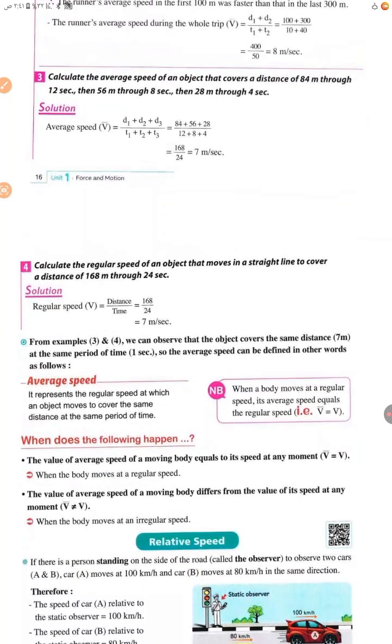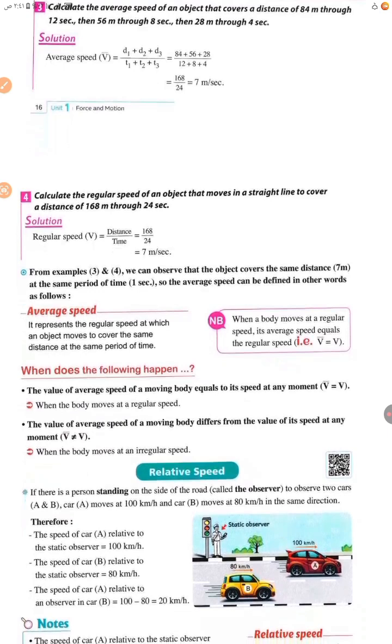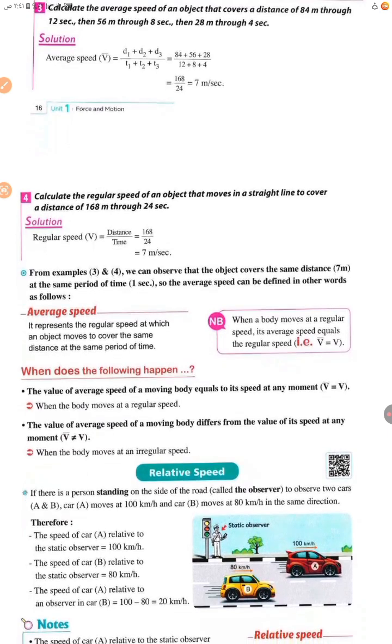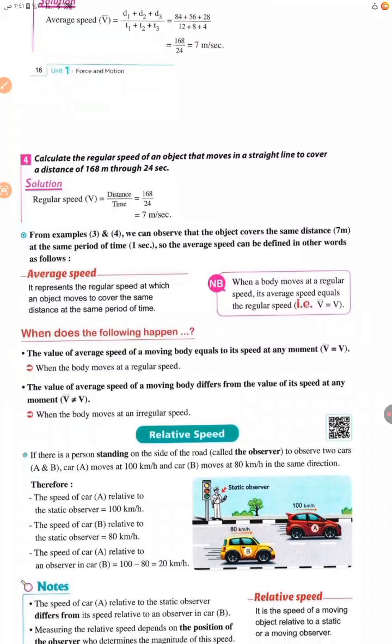Calculate the average speed of an object that covers a distance of 84 meter through 12 seconds, then 56 meter through 8 seconds, then 28 meter through 4 seconds. Average speed: we have memorized the law. The average speed equals total distance over total time, direct substitution gives 7 meter per second. As long as you have memorized the laws and know everything in them, the topic is easy.